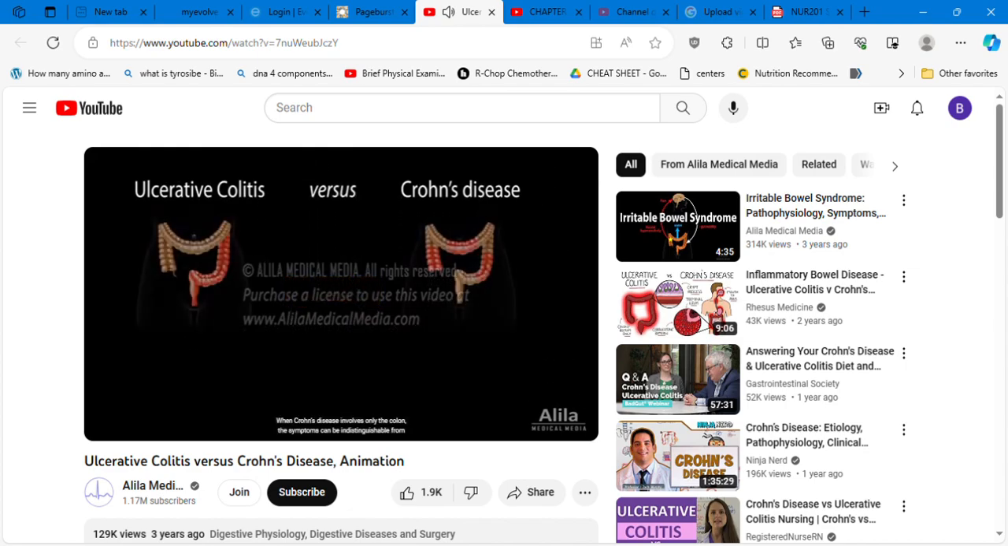When Crohn's disease involves only the colon, the symptoms can be indistinguishable from ulcerative colitis. Fortunately, because treatment is similar, no distinction is necessary unless surgery is considered. This is because surgical removal of the diseased colon is curative for ulcerative colitis, but only provides temporary relief for Crohn's disease.